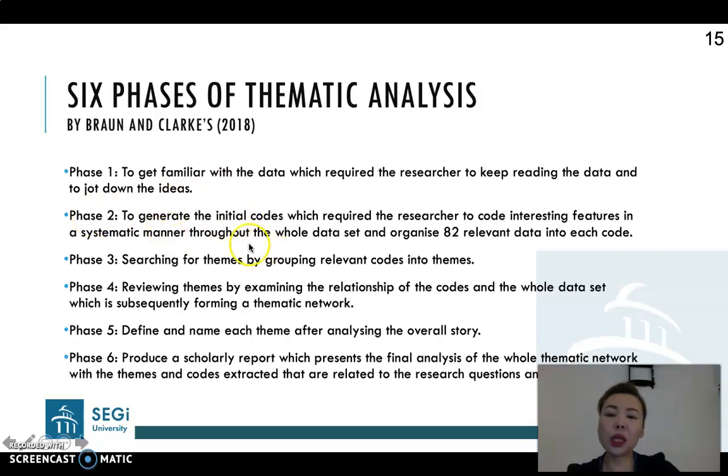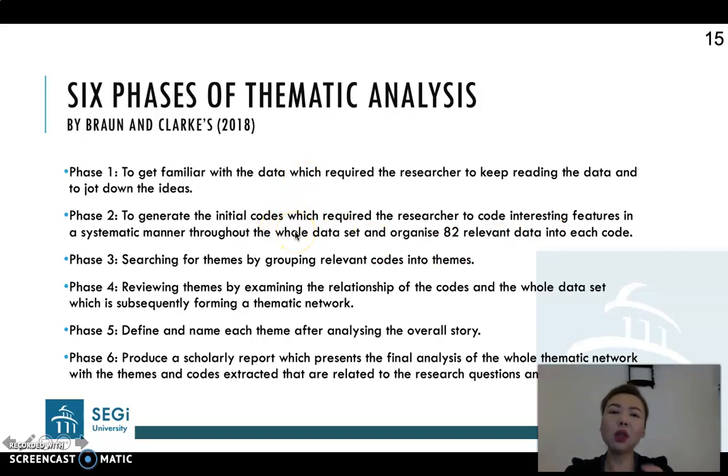Phase 2 is to generate initial quotes, which requires the researcher to quote interesting features in a systematic manner throughout the whole data set and organize relevant data into each quote. I think there is a typo here; it should just say organize relevant data. So after you understand what they're trying to answer, you try to categorize it. What is the concept that they actually want to bring out? We call these quotes, and the first time, initial quotes.